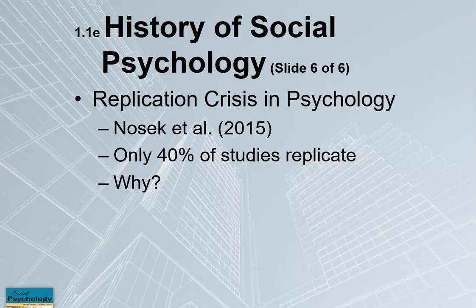In social psychology, only 40% of the studies that have been conducted tend to replicate. And why is that? Well, that's because it might not be universally applicable, but it might be applicable to one individual at a time.